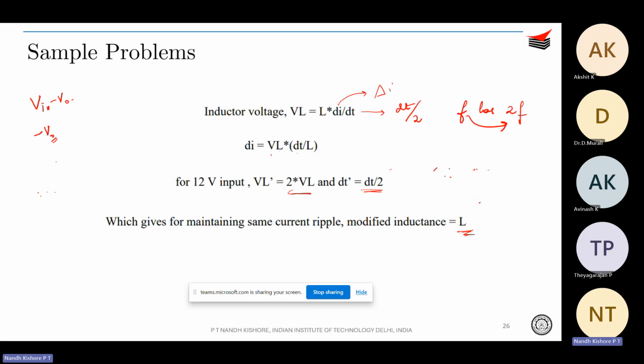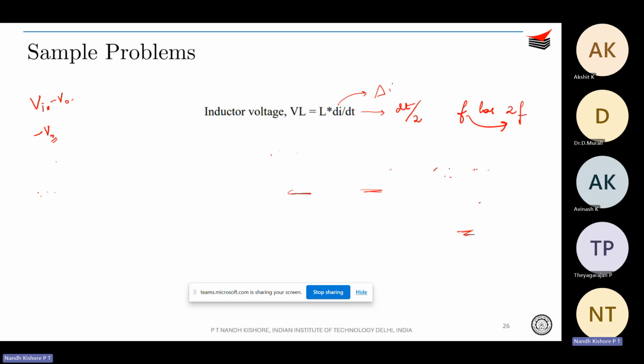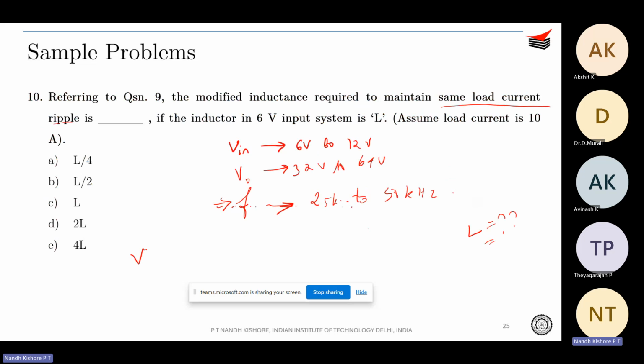Okay. Simple. So this question is done with V is equal to L di by dt only. You know that the dt will become dt by 2. And the voltage has doubled, therefore V becomes 2V. So from that you calculate what would happen to L if you want to maintain the same di.